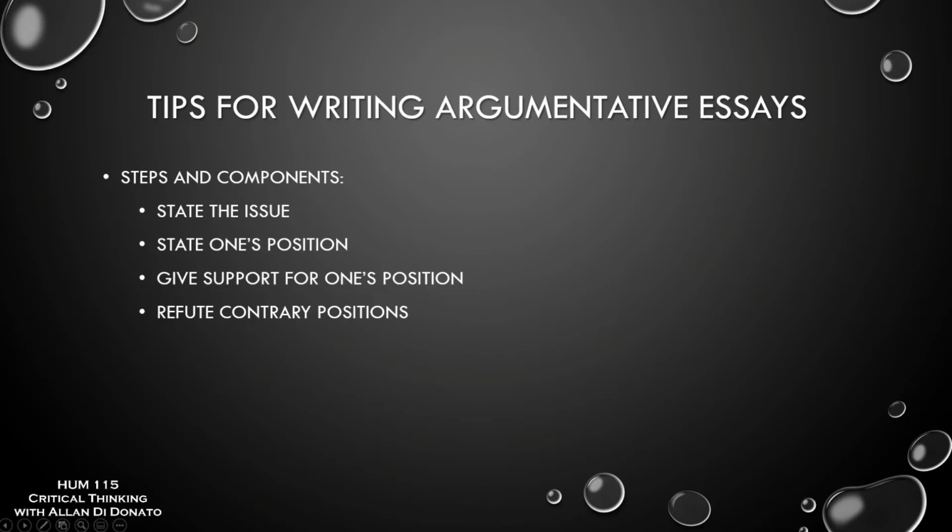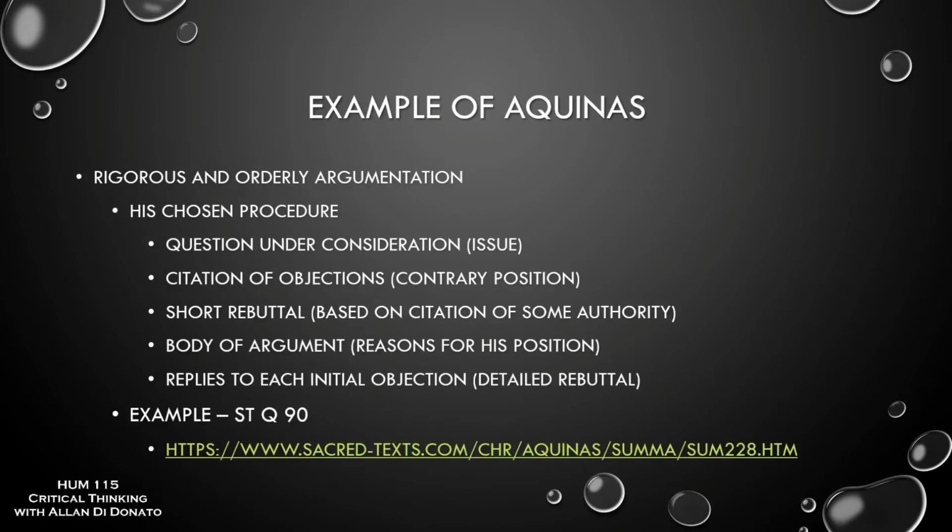For example, I'm going to give you the method that Thomas Aquinas used. He was a philosopher from the Middle Ages and one of the greatest philosophers in the Aristotelian tradition. And if you ever read any of his work, and I'm going to assume that most of you won't, he had a very specific way of arguing, very rigorous and orderly. His chosen procedure was this. He would put certain questions out that were under consideration. He would give you the issue. Then he would cite objections right up front, contrary positions, and those that would be presented very often by other philosophers.